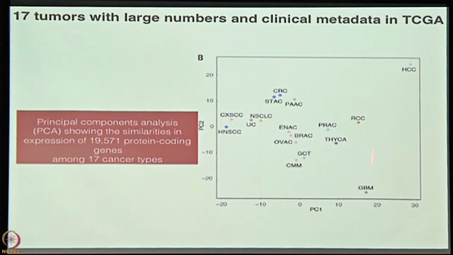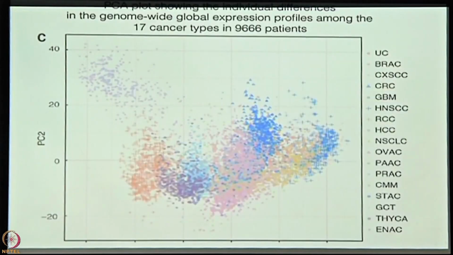There were only two very far outliers. One was hepatocellular carcinoma, very different from everything else, and glioblastoma multiforme, which is a brain tumor, which looked quite different from everything else. The surprises were yet to come.